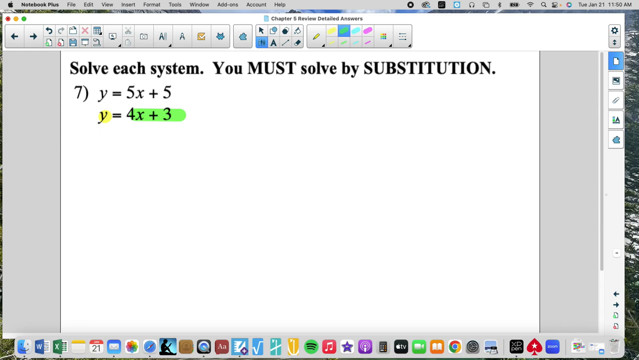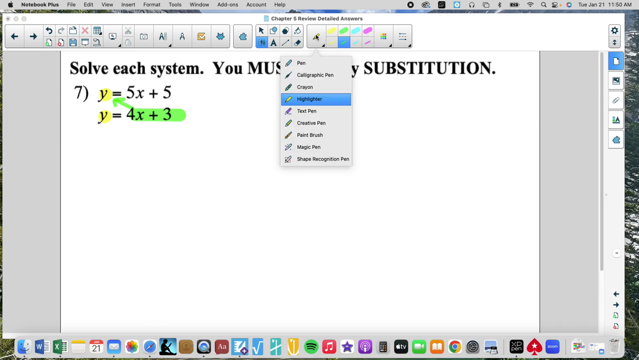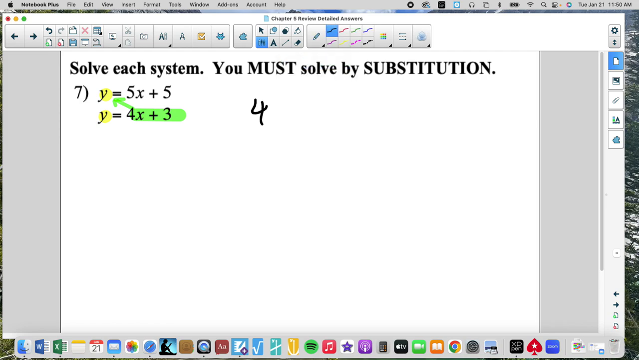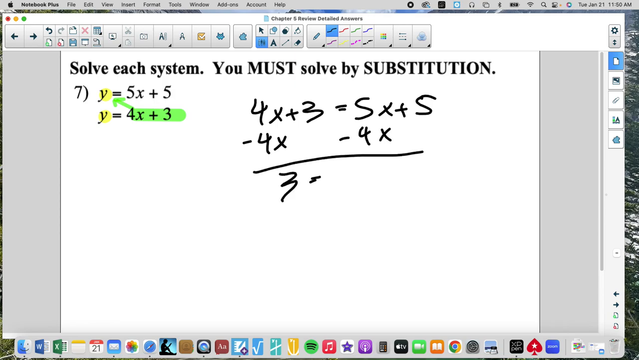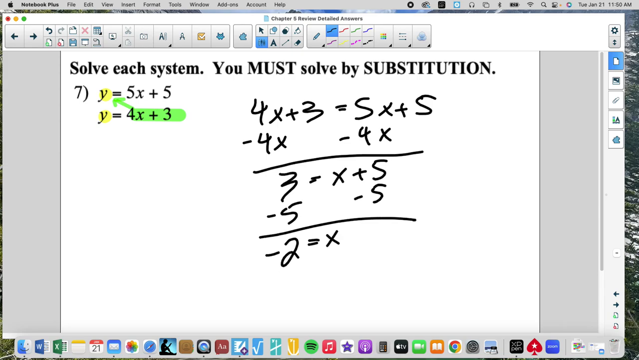We're going to take that, we're going to substitute it back into the equation. And so instead of writing y equals, we're going to write 4x plus 3 equals 5x plus 5. We're going to move the variables. Always move the variables first. That helps you when things get a little crazy, which they will a little bit later. And negative 2 equals x. So we have a simple two-step equation.